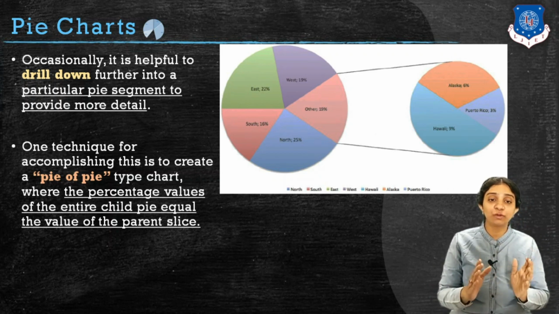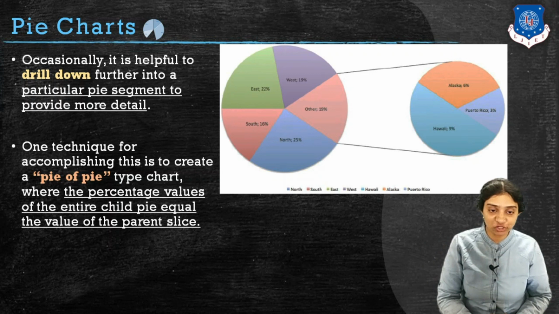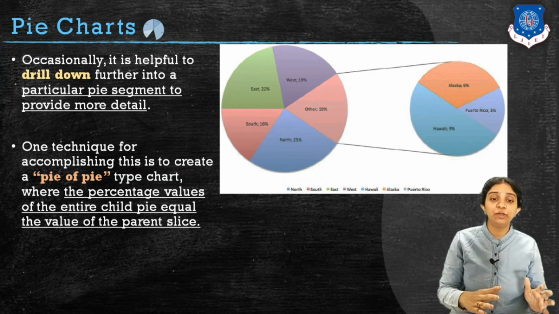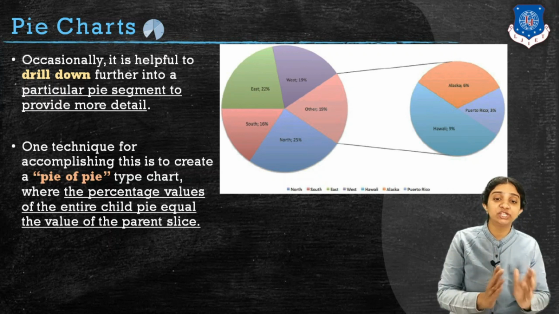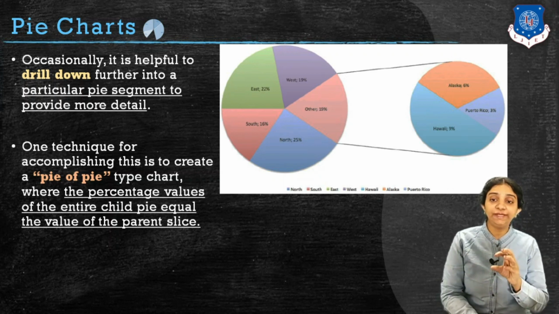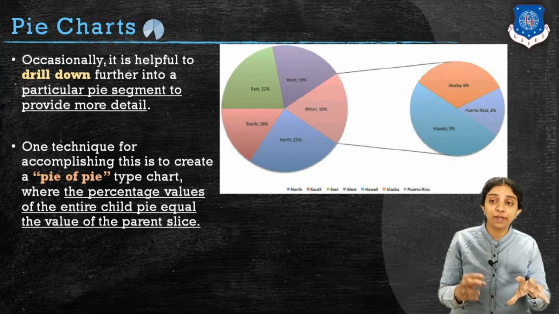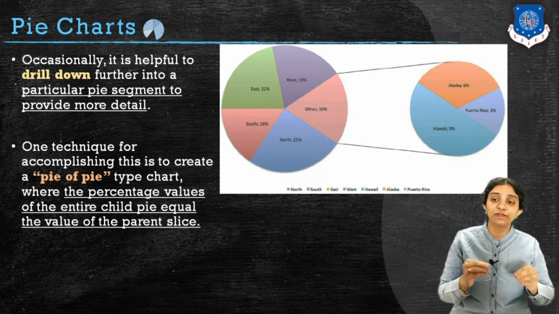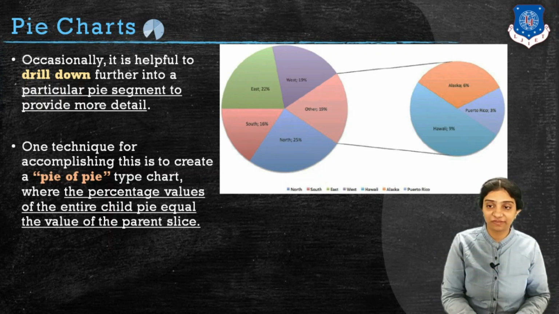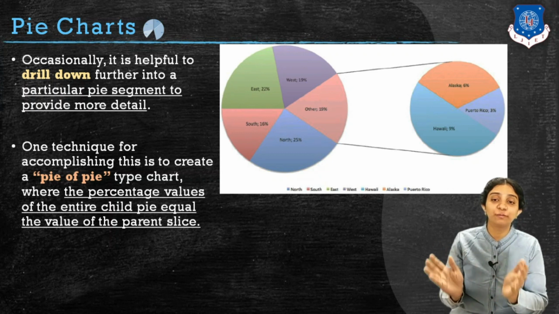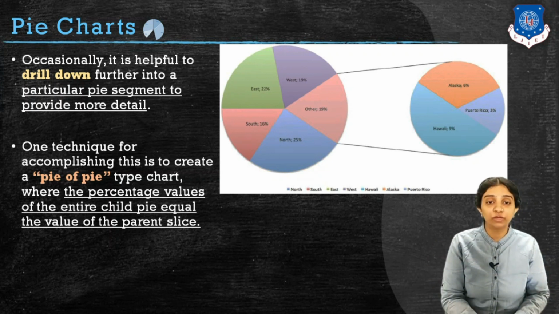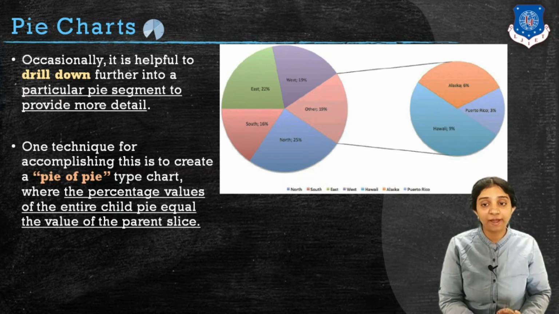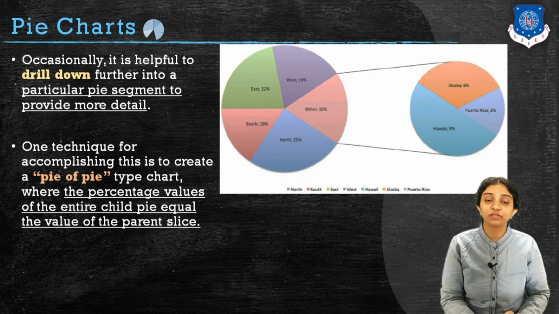So this is called a pie of pie type chart, where the percentage value of an entire child pie is equal to the parent slice. So 19% is now further divided into 6%, 3% and 9% respectively. So the collective percentage of a small pie is the actual percentage of the original pie segment. This is called drilling down the pie, or a pie of pie chart.